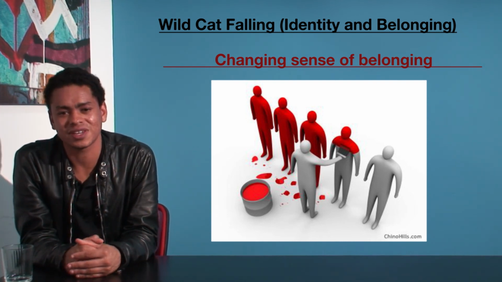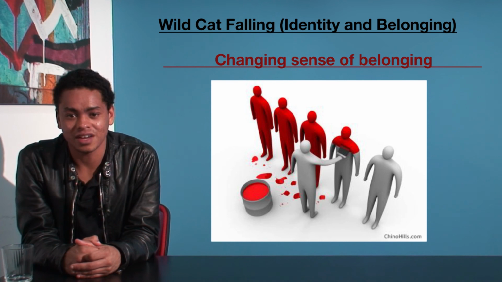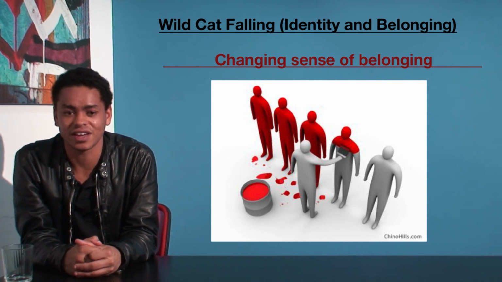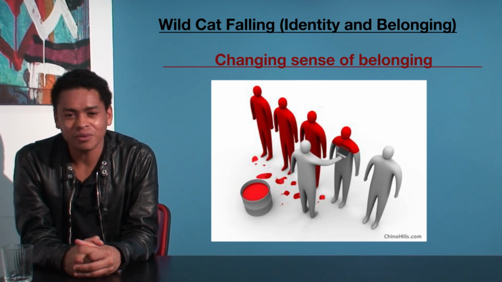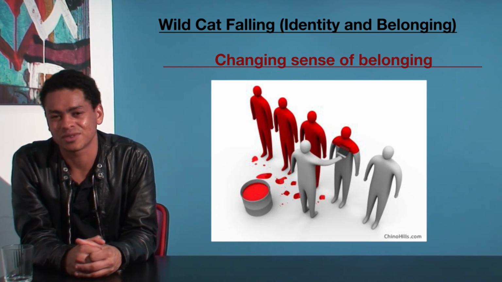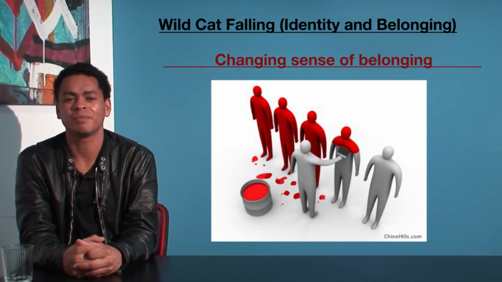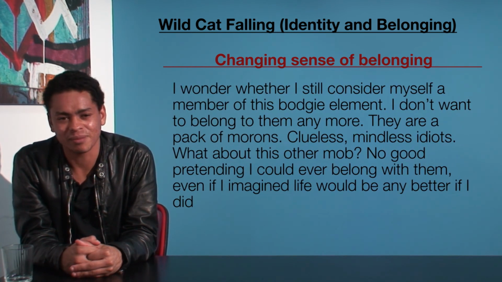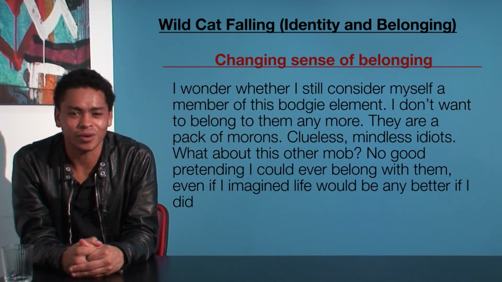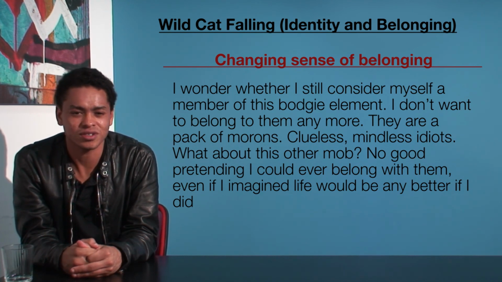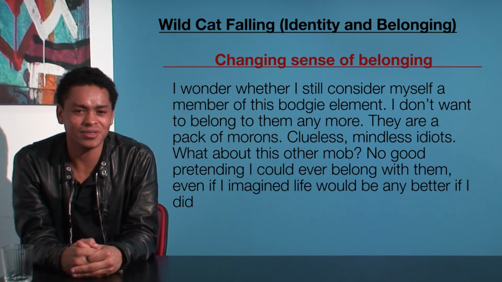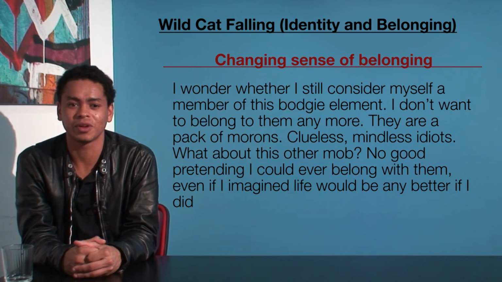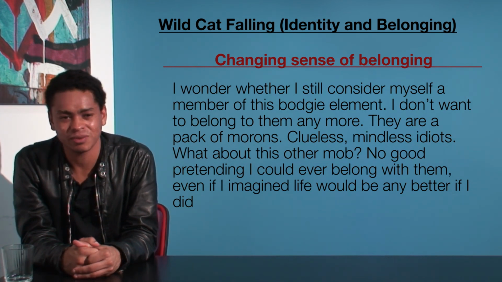Instead, when the novel first begins, he identifies as a crim, and in some ways, linked with the bodgy lifestyle in prison. However, when Cox is released, he questions this grouping. As he approaches the milk bar after his release, he thinks to himself, "I wonder whether I still consider myself a member of this bodgy element. I don't want to belong to them anymore. They're a pack of morons, clueless, mindless idiots. What about this other mob? No good pretending I could ever belong with them, even if I imagined life would be any better if I did."